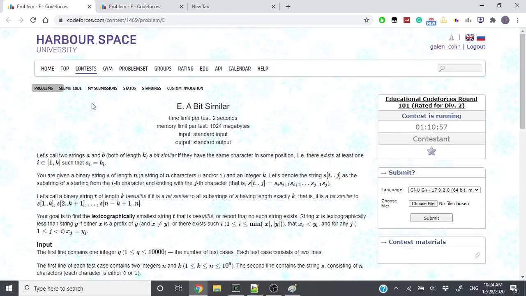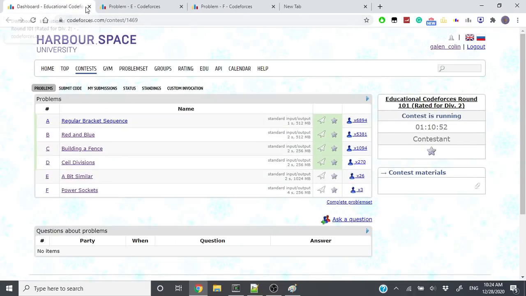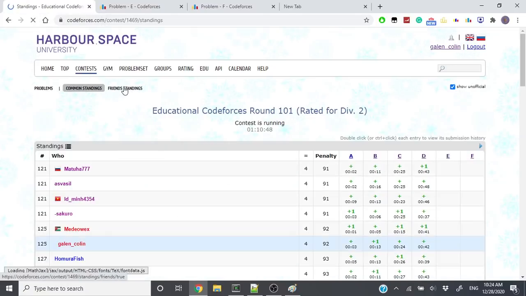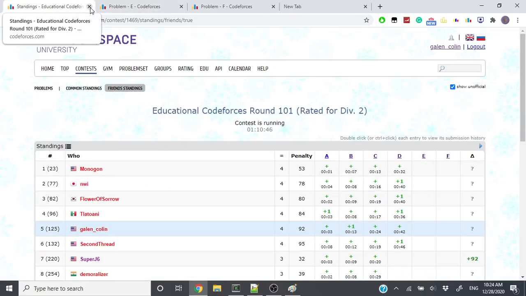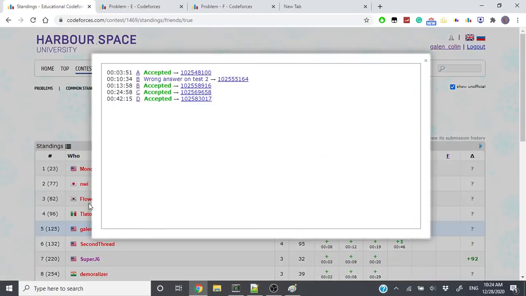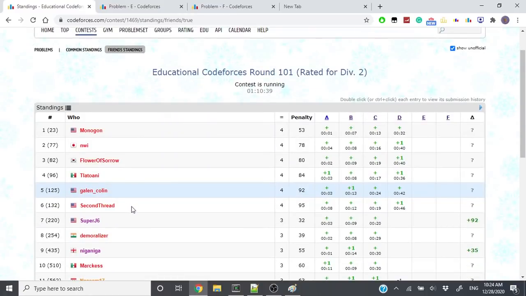Let's see, is this some sort of string algorithm bash? I don't know. I don't want it to be that. That would be not fun. Let's see, how are we doing? Okay, not that fast. Not that terrible, but not that fast. Beating second thread somehow. Maybe he's having a worse day than I am. Who knows?